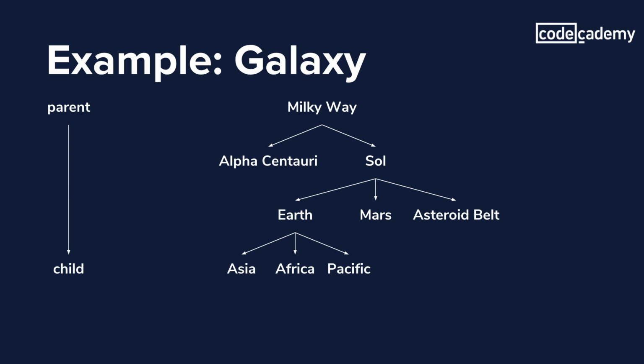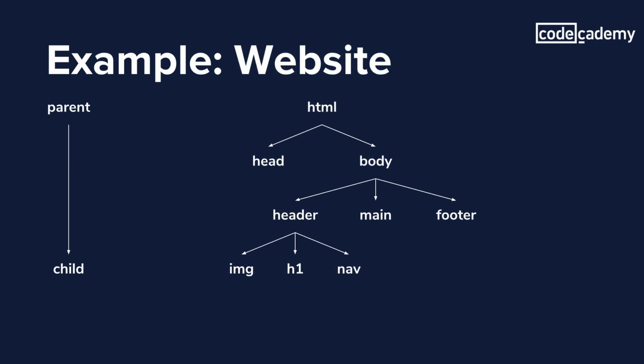So let's take this model of a galaxy and turn it into a model of a website. A website, or document, is structured in the same way as a galaxy. If you've written any HTML, you know that the HTML tag is at the top of the file, then head and body. In this example, we have a pretty standard website with a header, main section, and footer.